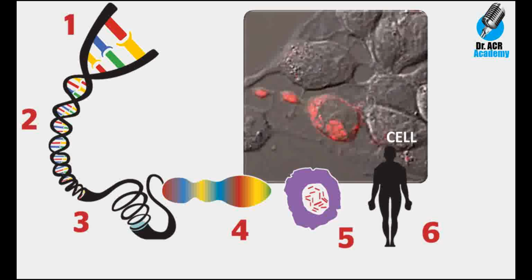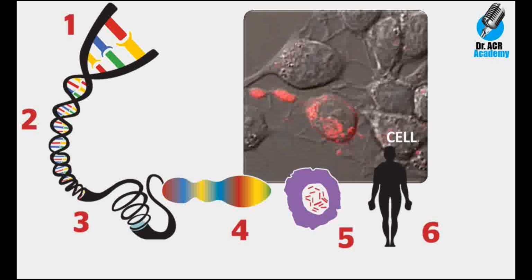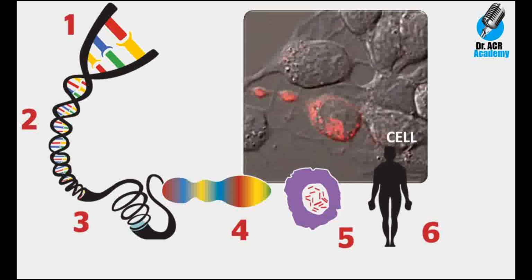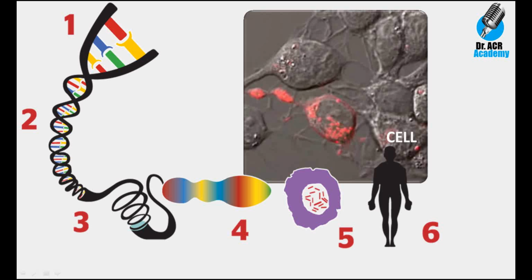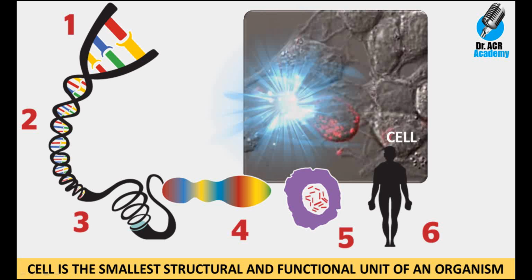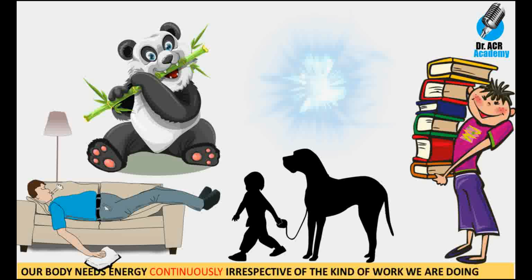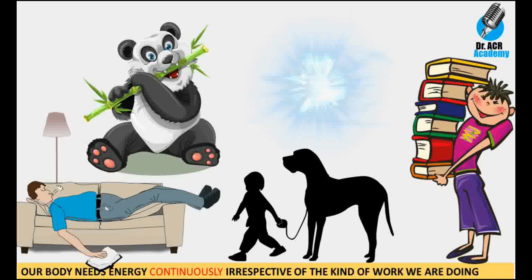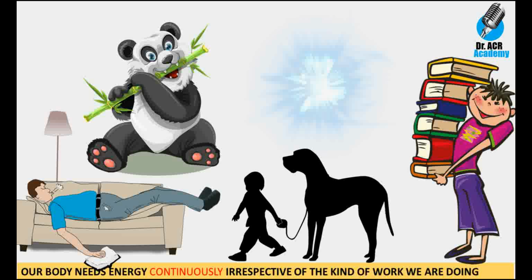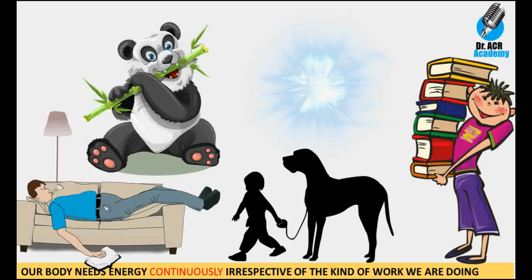Each cell of an organism performs several functions such as nutrition, transport, excretion and reproduction. To perform all these functions, the cell needs energy. At the bigger level, a body needs energy continuously, irrespective of the kind of work we are doing. That may be eating, sleeping, walking, running or reading a book.